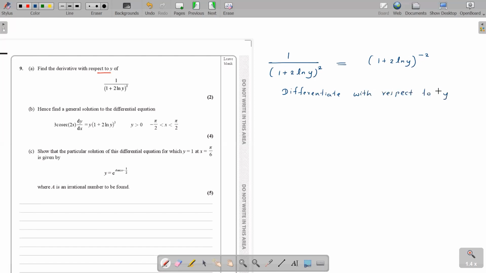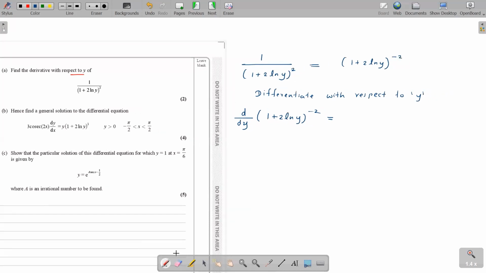Regardless of what you are differentiating, what's the rule? The priority must always first go to the power. So I will write d by dy of 1 plus 2 ln y to the power minus 2. This means we are supposed to differentiate this with respect to y. First priority goes to the power. Bring the minus 2 in front, and you have 1 plus 2 ln y to the power minus 2 minus 1, which is minus 3. After you are done with the power, go inside. Differentiation of 1 is 0.